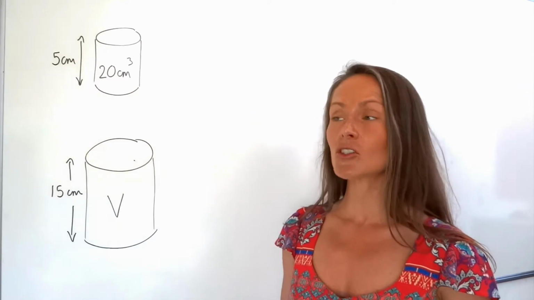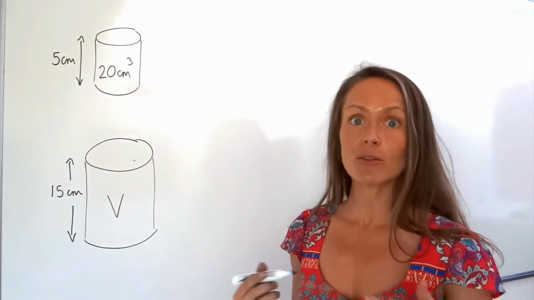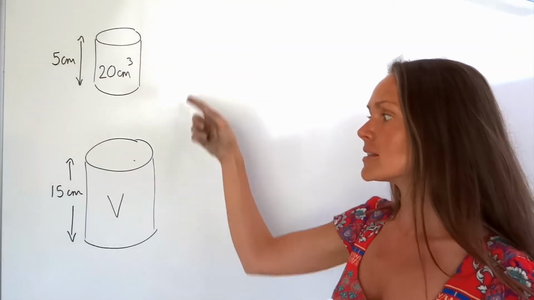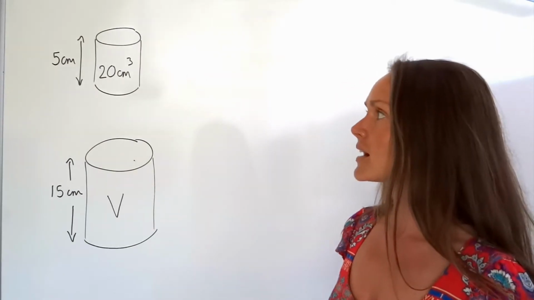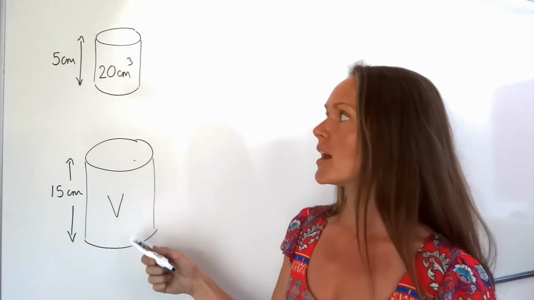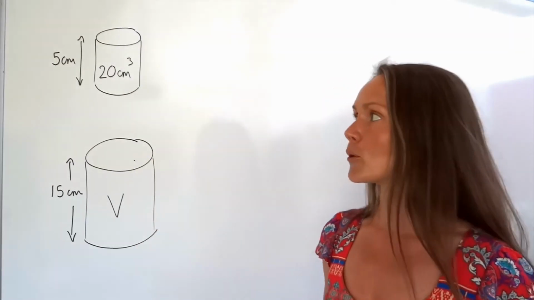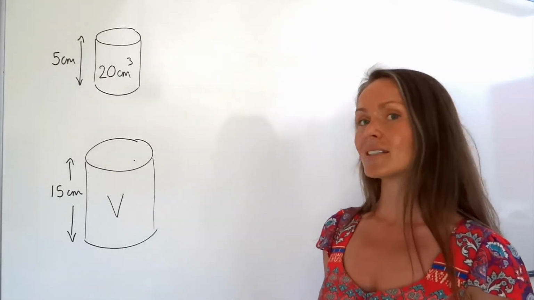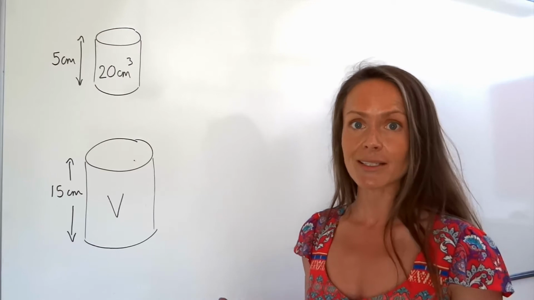Next video, I'm going to show you similarity with volume. So in my first example, I've been given two cylinders which are similar, and I know the volume of the smaller one, but I need to work out the volume of the large one, and I've been given the heights of both. So hopefully you already know what you're doing with similarity with lengths, and maybe you've checked out area questions as well.